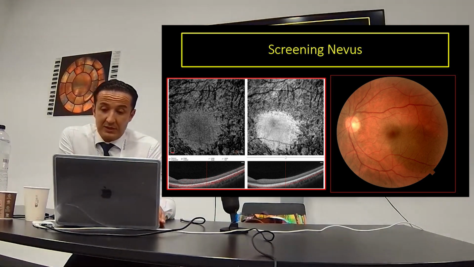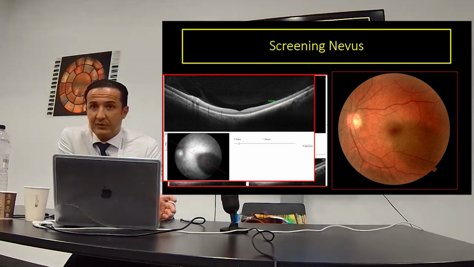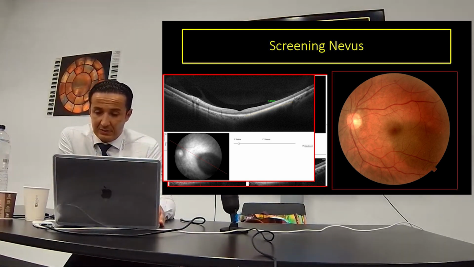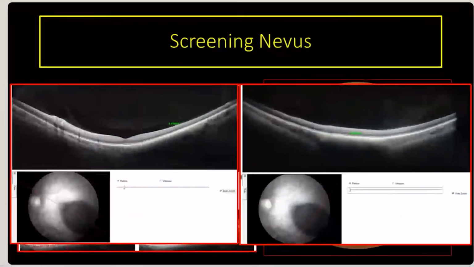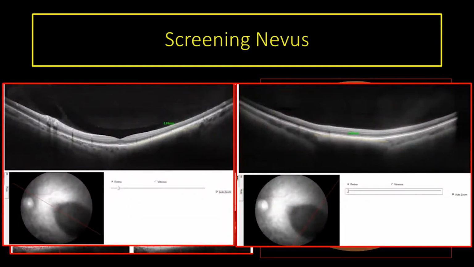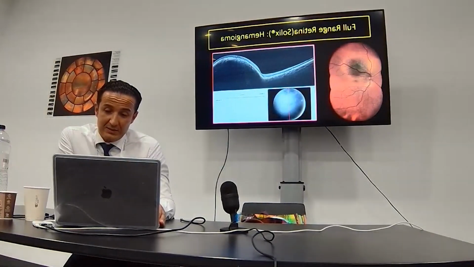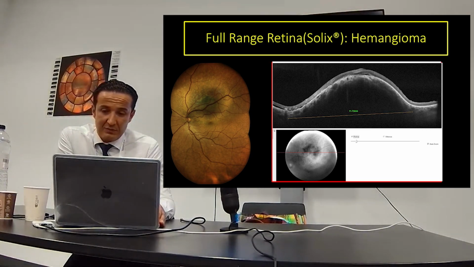Here the screening of nevus. You can check your nevus with OCT angiography, fundus camera, if there is a presence of fluid or not, if there is a thickening of the lesion. In this case, the lesion is pretty flat, and you can make a measure of the surface directly on the B-scan. Hemangioma, with a very full range retinal, it's really easy with a large scan to make some scan of this lesion. Look here, in this case with a full range retinal.